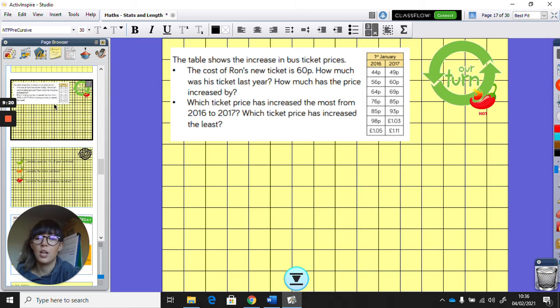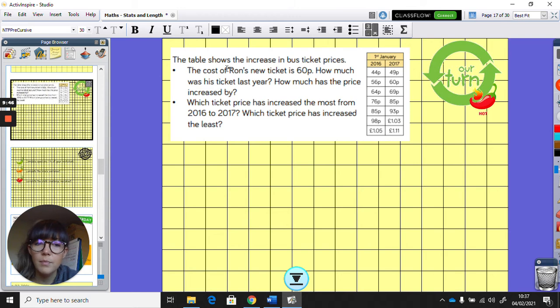Okay, this is our hot challenge. I popped a little hot chili. So we need to have a little look at this table first. We can see that this is the price of the bus ticket in 2017, and here is the price of the bus ticket in 2016. So it's gone up a bit in 2017. That's what increase means, okay?